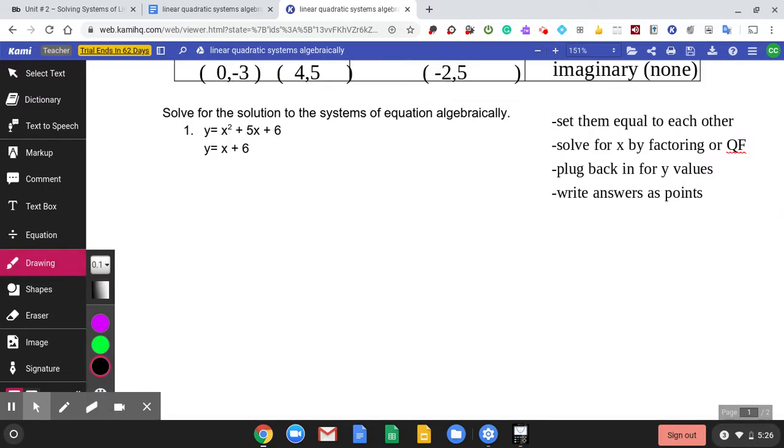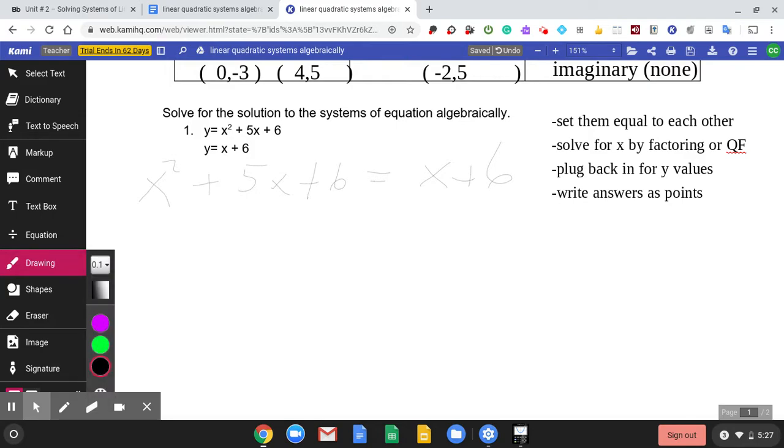So I'm going to write, instead of y equals, I'm going to write just x squared, and then I'm going to write plus 5x, and then I'm going to write plus 6. And I'm going to set it equal to the other one, which is in y equals, and write x plus 6. So I'm basically getting rid of the y, set them equal to each other. We've done this in the past. Just as we did substitution, we did set them equal to each other. Now we're going to solve.